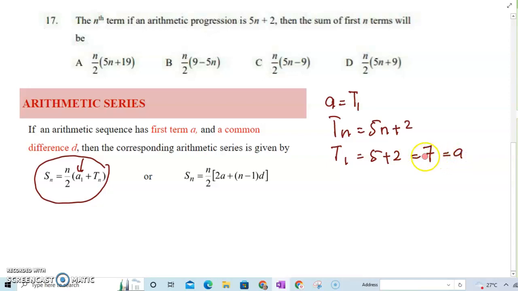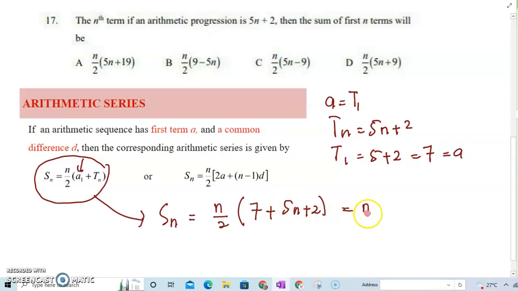So we just substitute into this formula. Sn equals to n over 2. What is your a? A is 7. 7 plus Tn. What is our Tn? 5n plus 2. And then simplify, we get n over 2 (9 plus 5n). And then our answer should be D.